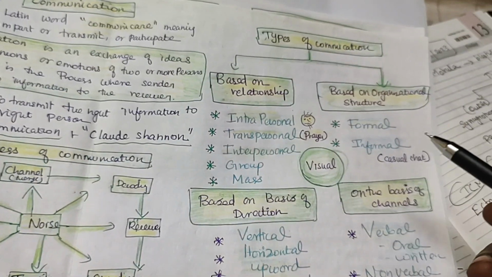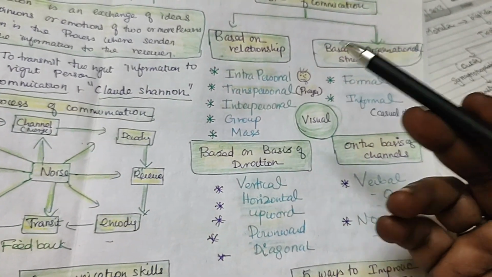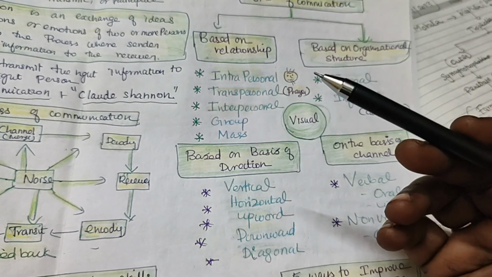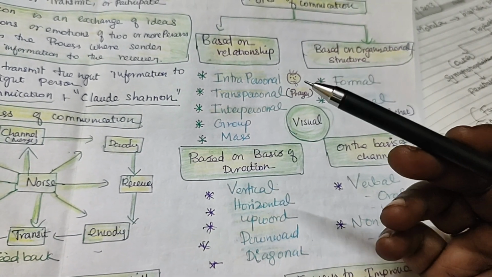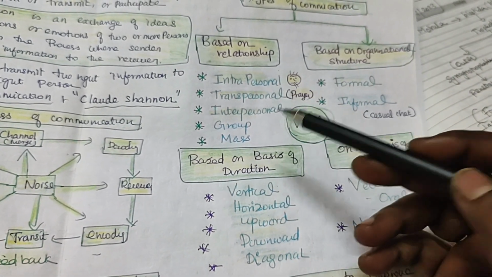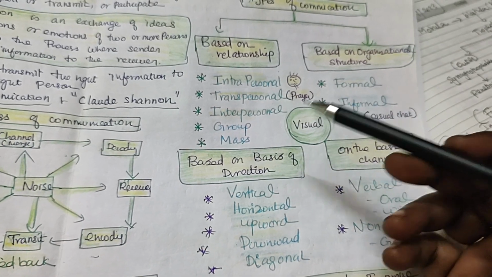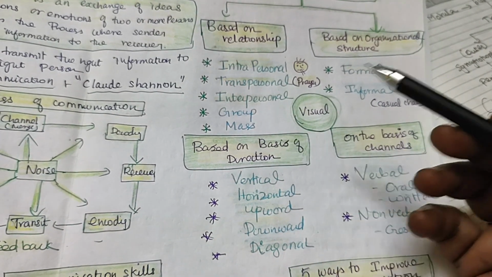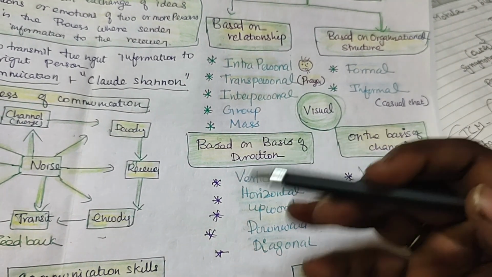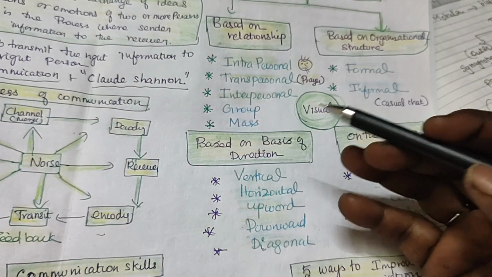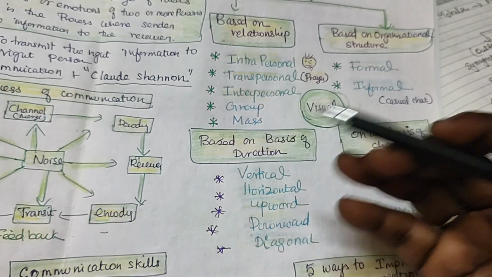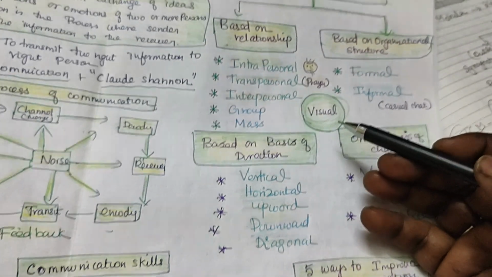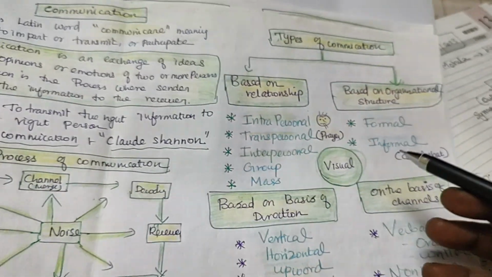How can we divide the types? The types can be divided based on the relationship. Intrapersonal communication: thinking by yourself, who I am, how I am, what I am doing. Transpersonal communication: maybe you are praying to God. Then interpersonal communication, like IPR, interpersonal relationship, between the patients and yourself. And group communication and mass communication, where you are sending the messages.